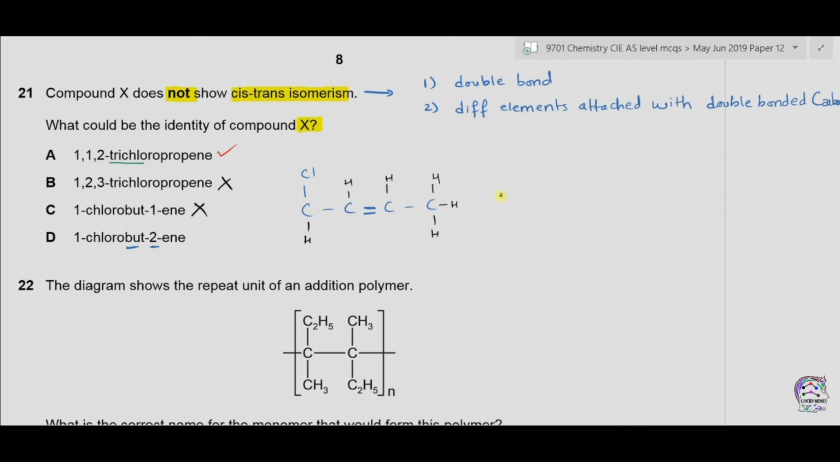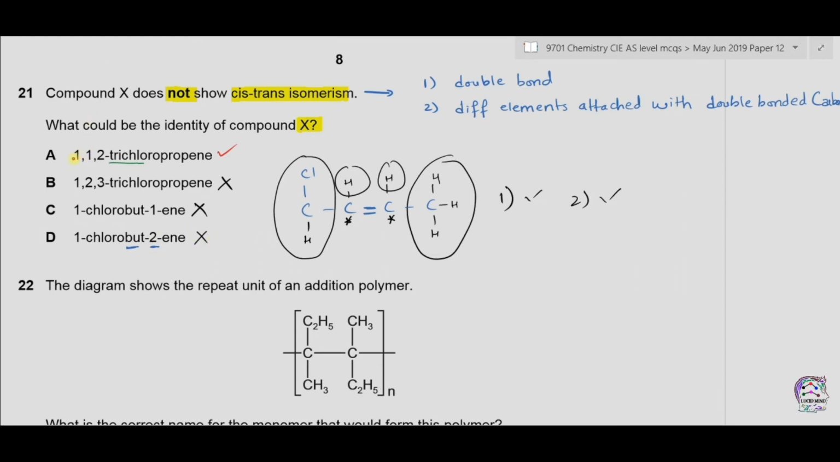Let's find out the conditions. First condition is met as there is a double bond. For the second condition, one is hydrogen, one is this, one is hydrogen, one is this. So we can see both the carbon atoms, this one and this one, have different types of elements and compounds attached. So therefore both conditions are met. So it is an example of cis-trans isomerism. So the only possible option is A.